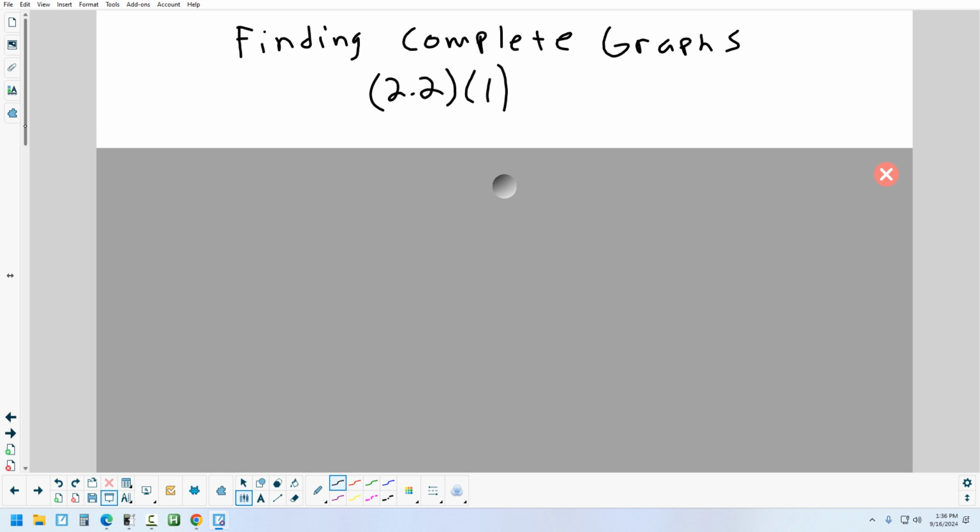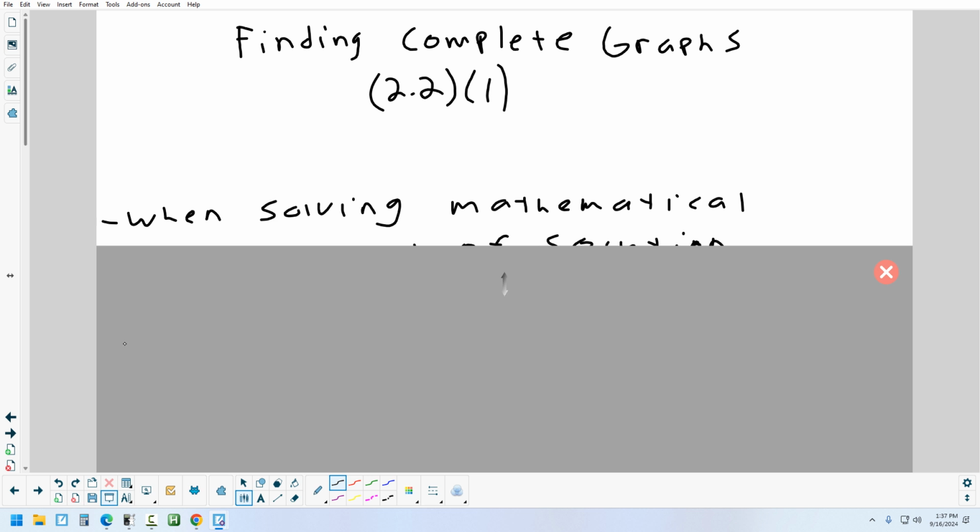So in the last section, every window Zoom 6 was fine. Remember, Zoom 6 is negative 10 to 10 on the x, negative 10 to 10 on the y. In this section, we're going to have to adjust our window to make it work.